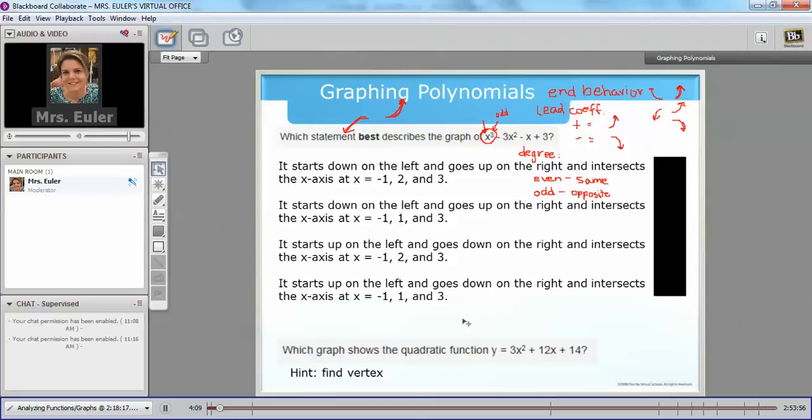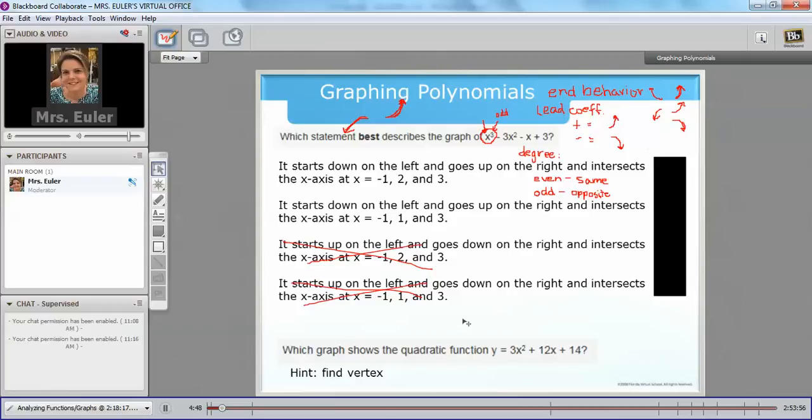So when we look at our answer choices, let's see what it's telling us. In the first one, it starts down on the left and goes up on the right. Well, that's true. It's going down on the left and up on the right. So that's a possibility. For the second one, it starts down on the left, goes up on the right. That is true. The third one, it starts up on the left and goes down on the right. And that's not true for this example. And same thing with the fourth choice. Goes up on the left, down on the right. Not true. So we know already that these two answer choices are not correct. So we're going to focus on the first two choices.